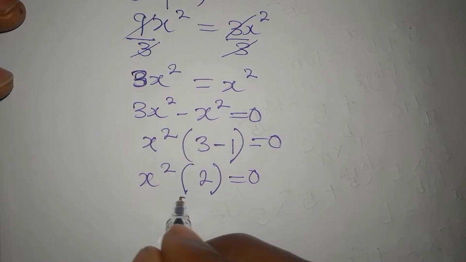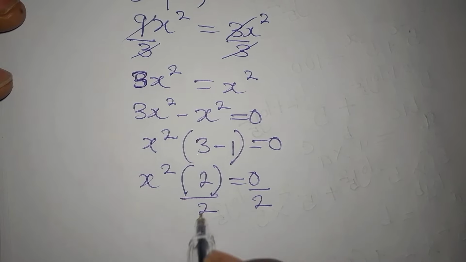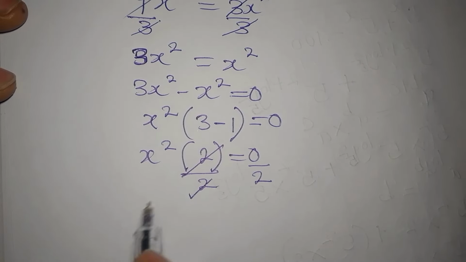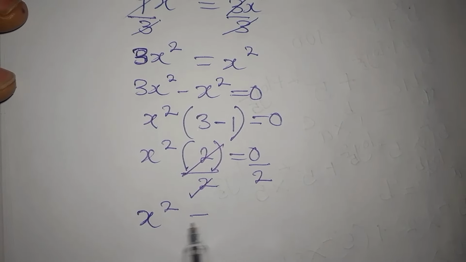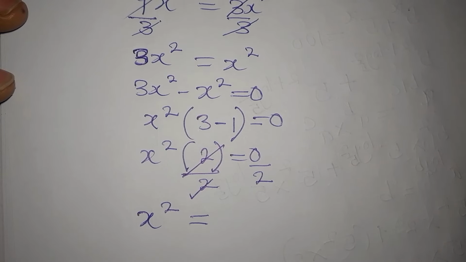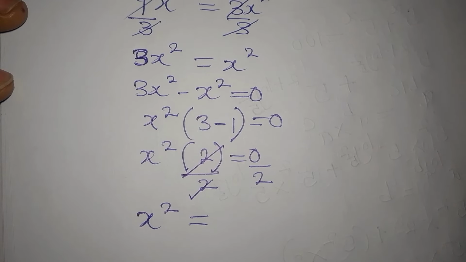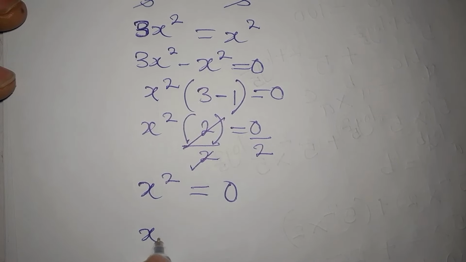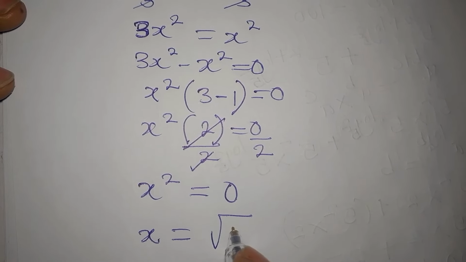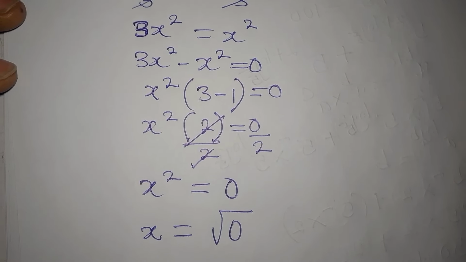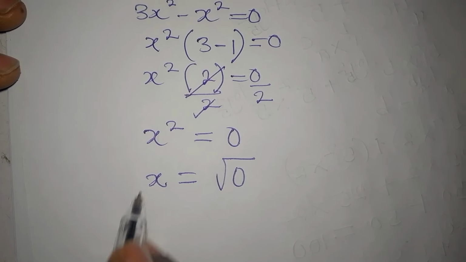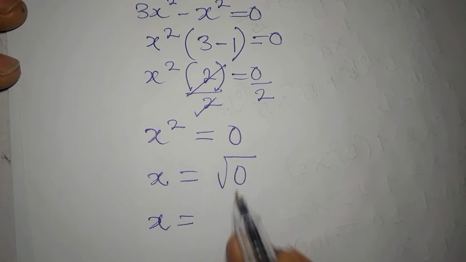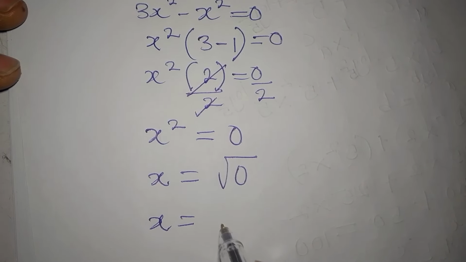To proceed, you divide by 2. This will go there. Now, our x² is equal to 0 over 2, and 0 divided by 2 is 0. Now, this means that x is equal to the square root of 0. Remember, there is nothing like plus or minus 0, so our x is equal to the square root of 0, which is equal to what?